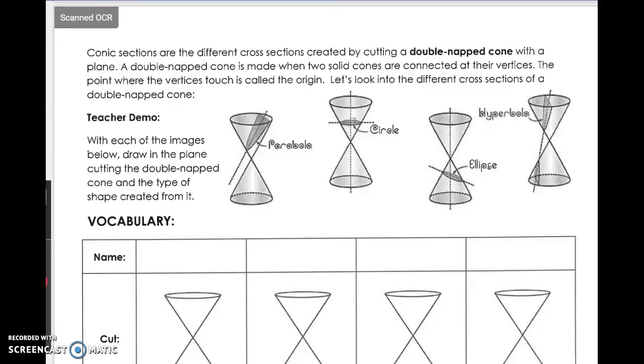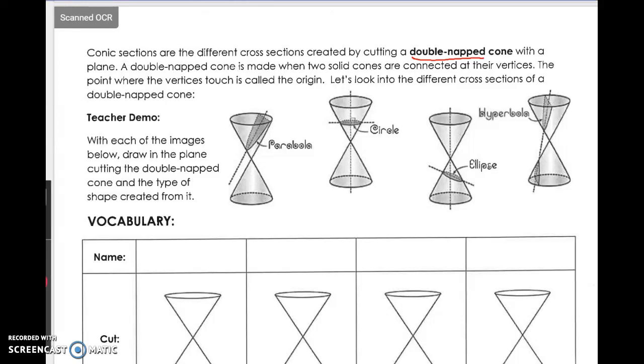All right, so let's go through the notes for day one of conics. A conic section is the different cross sections created by cutting a double-napped cone, which I know is a funny word, with a plane. A double-napped cone is made when two solid cones are connected at their vertices. So you can see here one cone, two cones. The point where the vertices touch is called the origin.